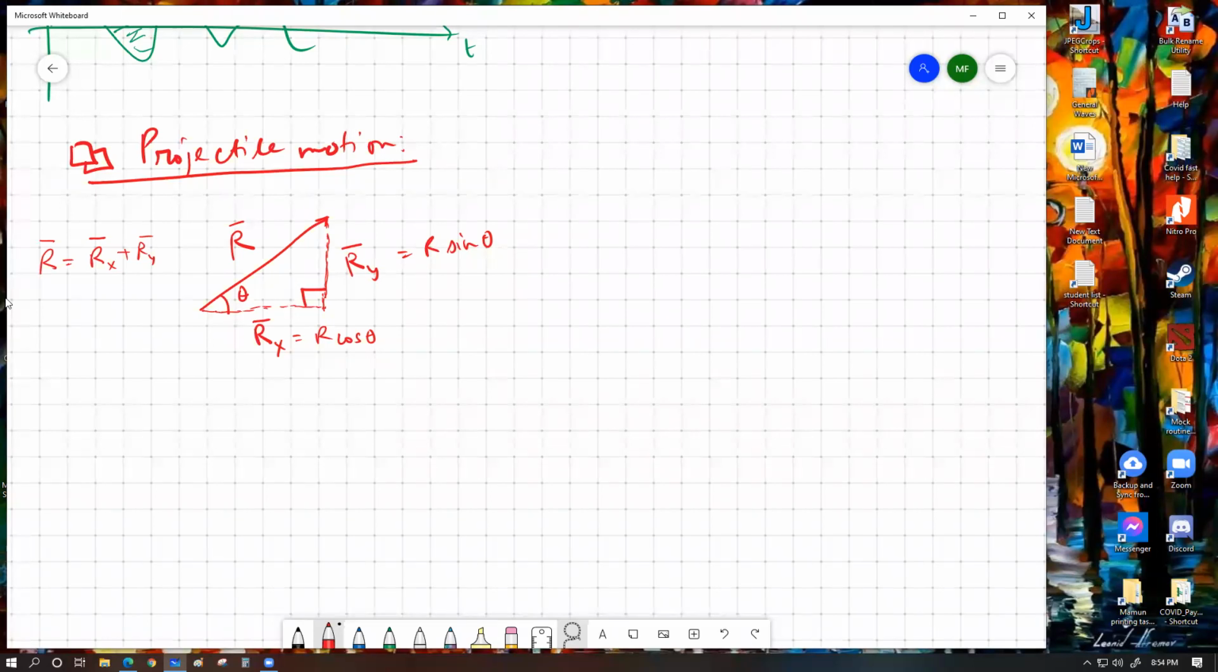So what is important is that if we have the R vector, we can calculate this. So from the vector quantity, we can find out the components. This is possible to achieve.